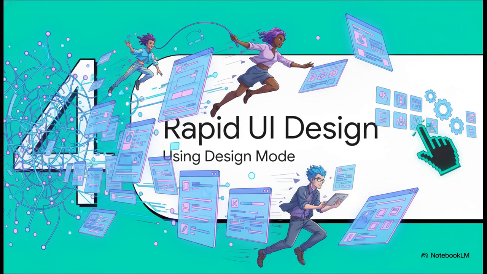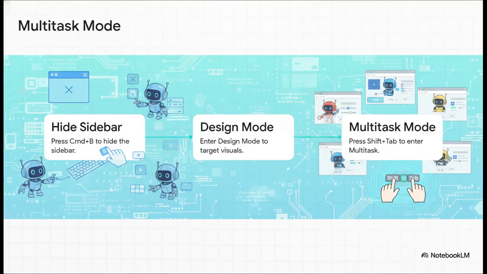All right, let's get into Section 4, Rapid UI with Design Mode. Okay, so here is the exact keyboard progression you are going to want to memorize. Step 1, hit Command B to hide your sidebars so you get a nice, clean view of your browser. Step 2, enter design mode so you can actually target specific visual elements. And step 3, this is where the magic happens. Press Shift-Tab to enter multitask mode. So instead of waiting around for your primary agent to finish tweaking a button before you can ask it to fix a margin, multitask mode lets you rapidly click different elements and fire off independent requests.